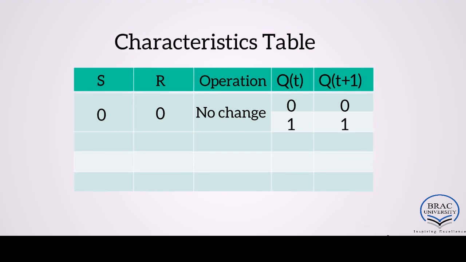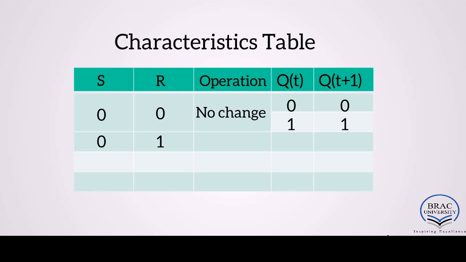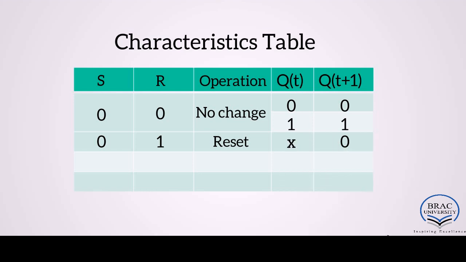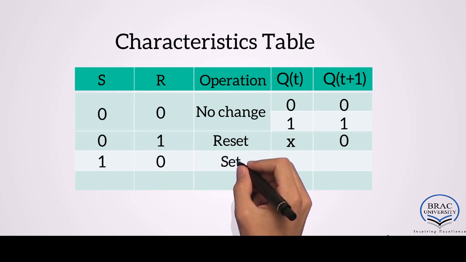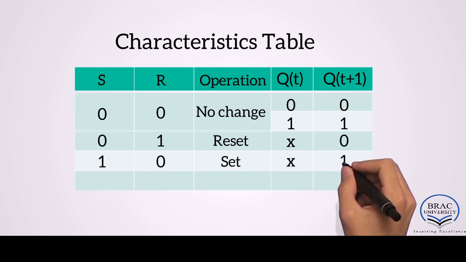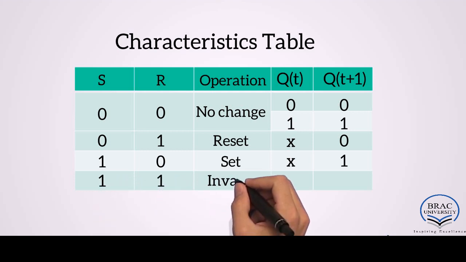If set is 0 and reset is 1, then we perform the reset operation. So the output QT plus 1 becomes 0 regardless of the value of QT. If set is 1 and reset is 0, then for any value of QT, the output will always be 1. So QT plus 1 becomes 1. Finally, if both set and reset are 1, then the operation is called invalid.